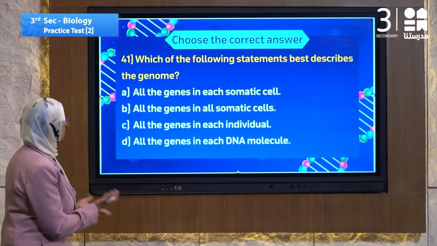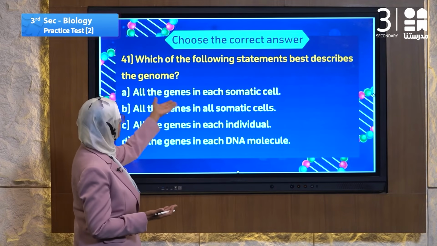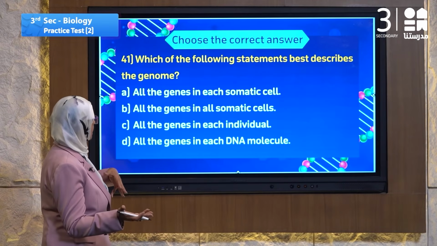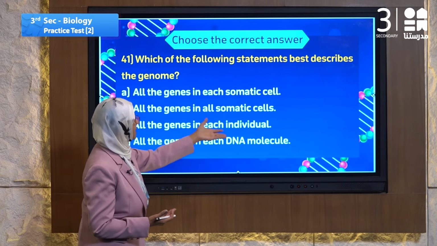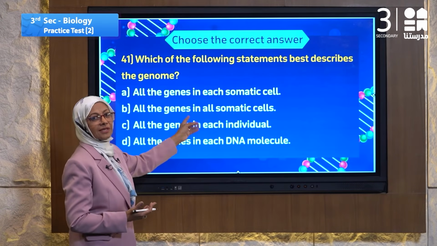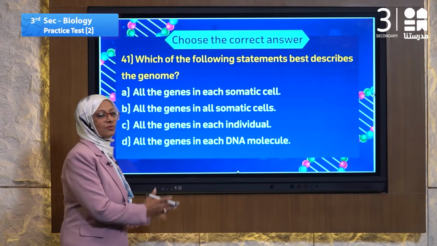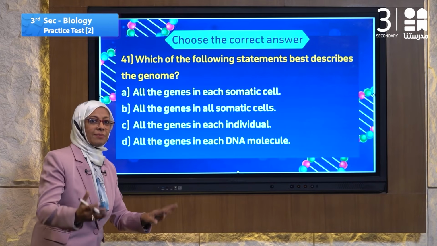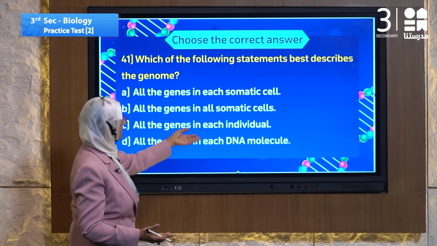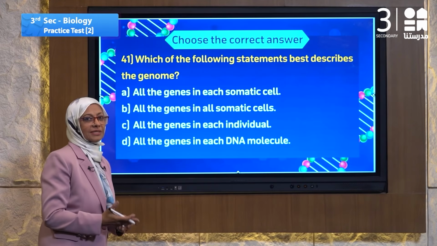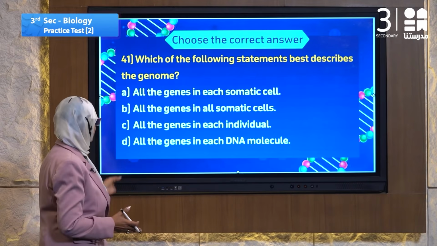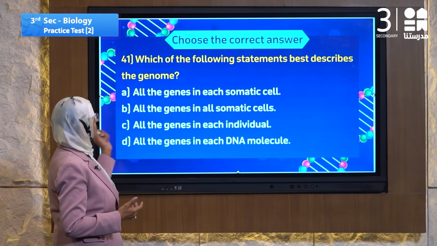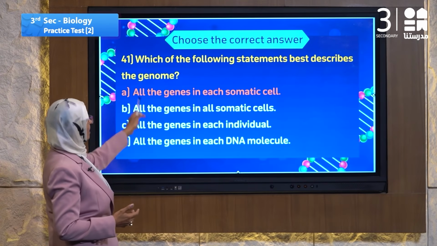Let's go to the choices. Number A, all the genes in each somatic cell. No, in all somatic cells, that means 46 chromosomes multiplied by millions of cells. All the genes in each individual? No, that means an infinite number of genes. All the genes in each DNA molecule? No. So the answer will become A.